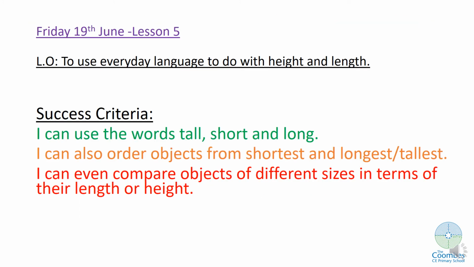So the learning objective for this week was to use everyday language to do with height and length. So your success criteria was that you would be able to use the words tall, short and long. Some of you may also be able to order objects from shortest to longest or tallest. And then some of you may even be able to compare objects of different sizes in terms of their length or their height.